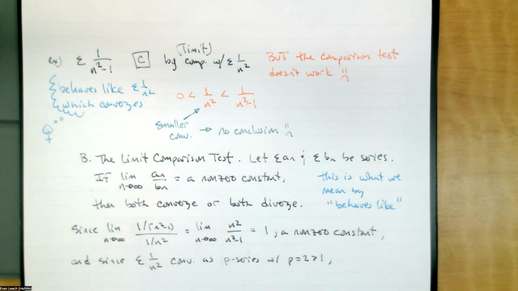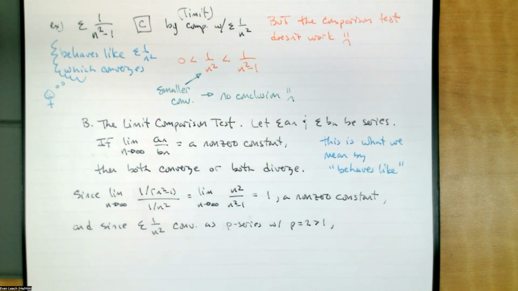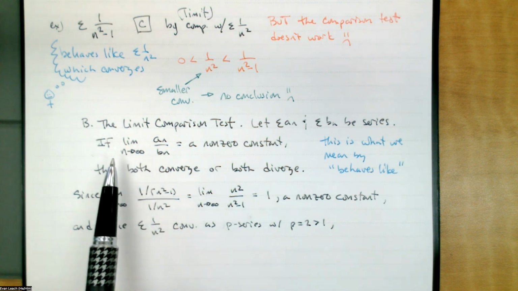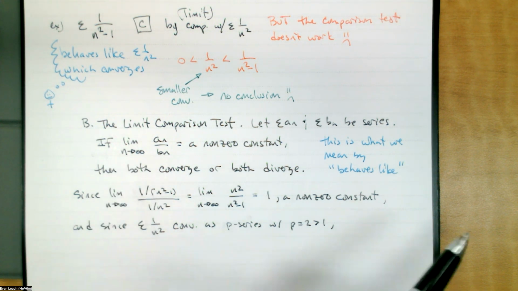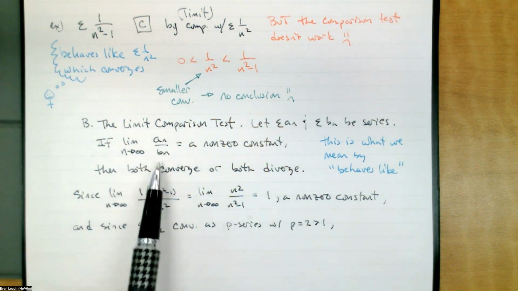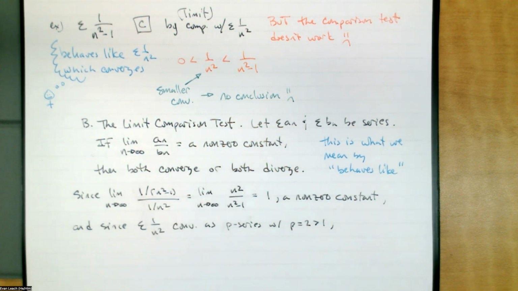So since the limit as n goes to infinity of the ratio of the general terms is equal to 1, which is a non-zero constant, it's important to point that part out, and since the series 1 over n squared converges, and since the limit of the ratio is a non-zero constant, they both converge or both diverge. In this case, since the series 1 over n squared converges, they both converge.